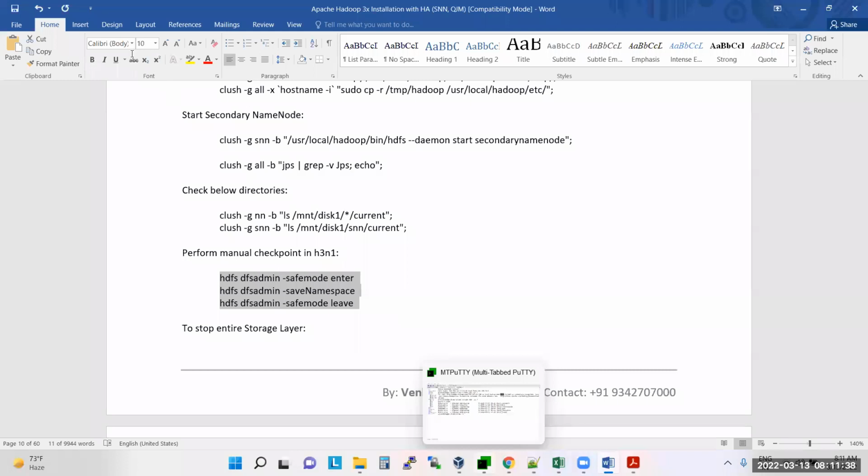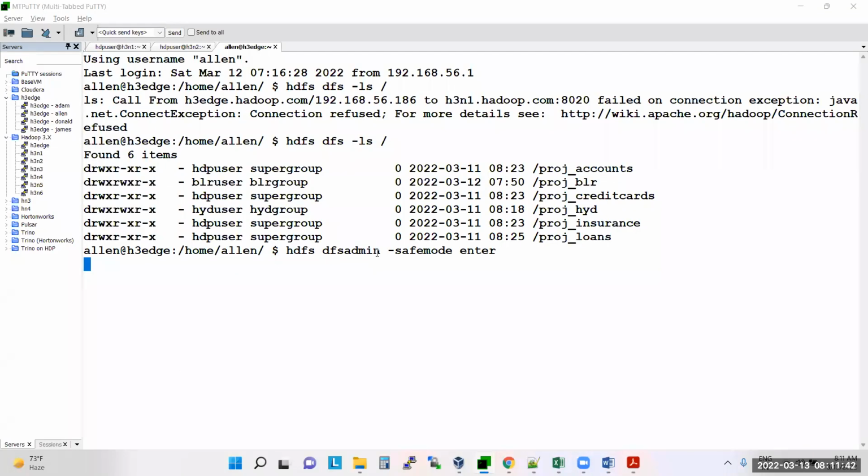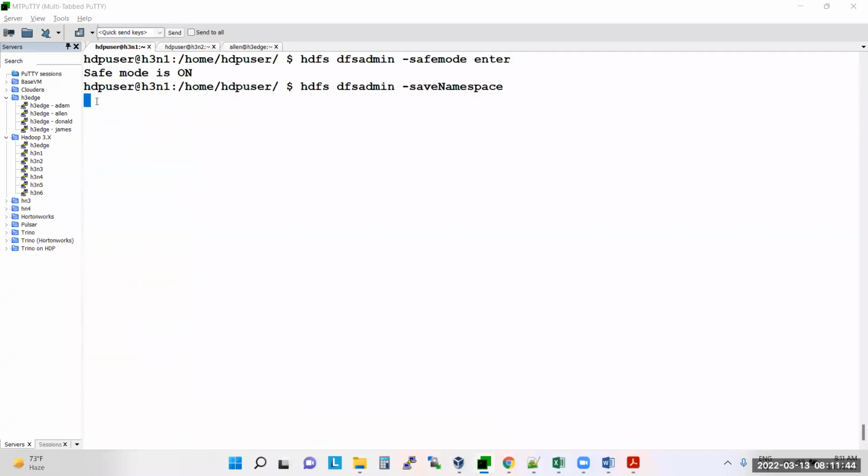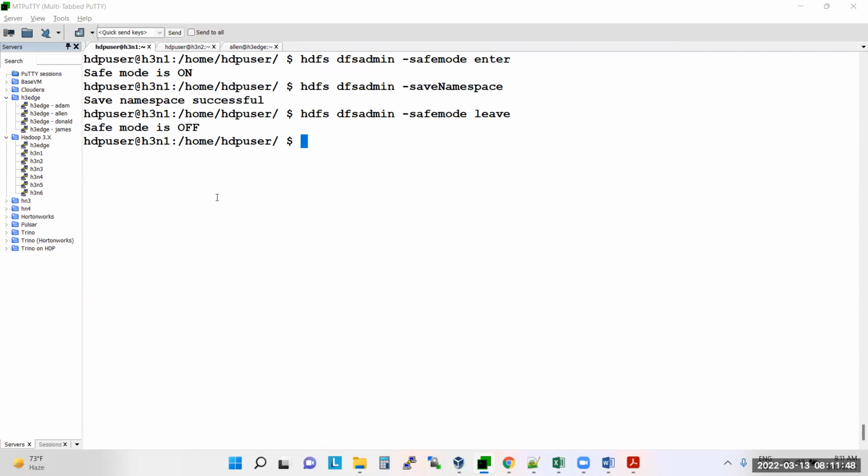He cannot do. Okay, so here you can do. Safe mode is on, save namespace successful, safe mode is off. Okay, so again, performing a manual checkpoint, will it update the secondary name node metadata? No.